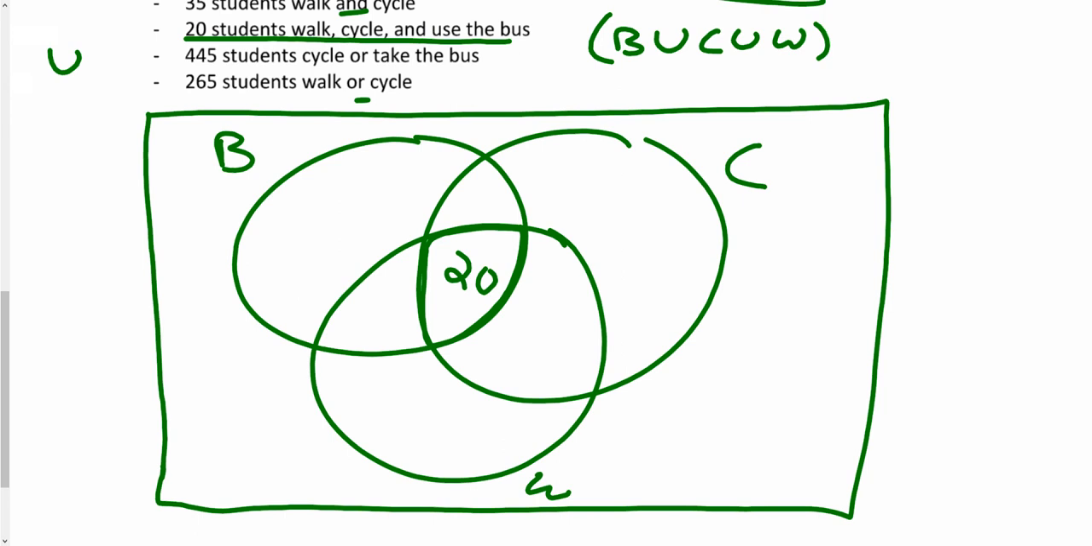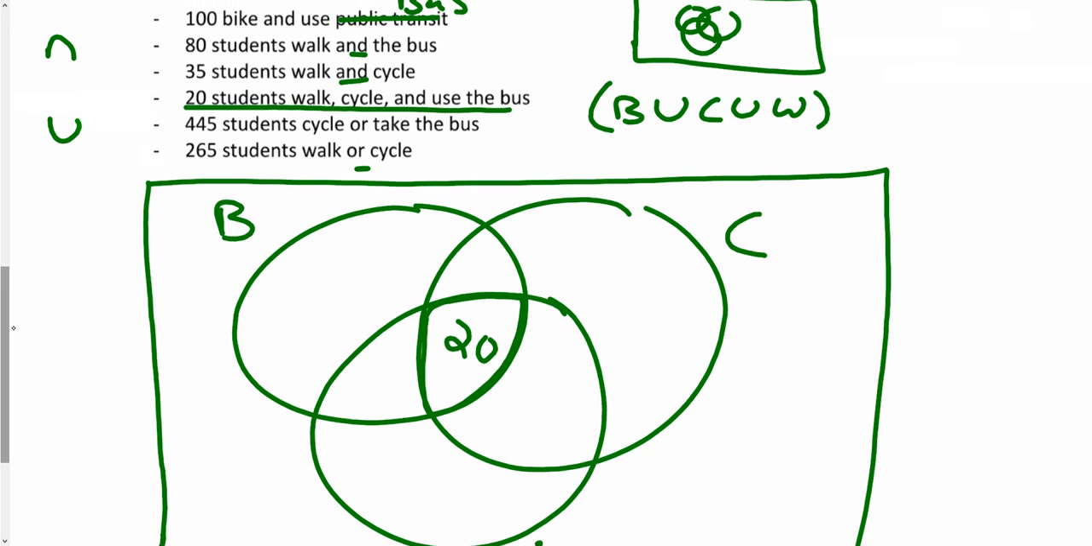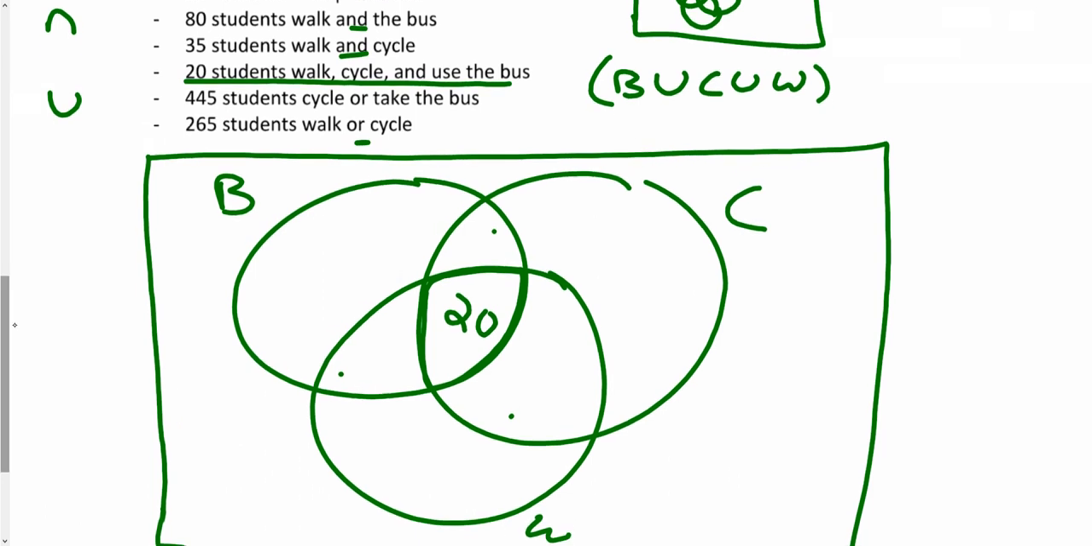Now the next one, I'm going to try to use up all the ands. I want to find these three pieces of information here. If I know 35 students walk and cycle, that's everything those two have in common. All of this has to add up to 35. Since I already have 20 counted here, that has to be 15, because 20 plus 15 equals 35.